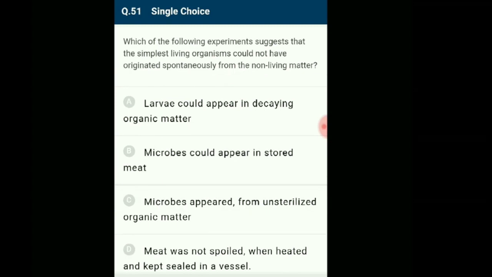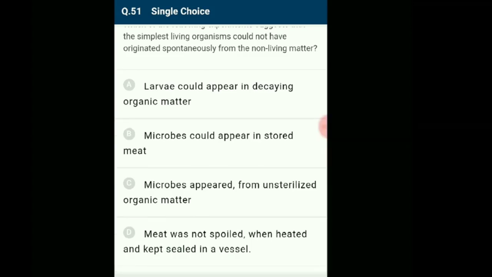Which of the following experiments suggests that the simplest living organism could not have originated spontaneously from non-living matter? Spontaneous generation or abiogenesis explains the ordinary formation of living organisms without descent from similar organisms. Typically, the idea was that certain forms such as flies could arise from inanimate matter such as dust, or that maggots could arise from dead flesh. According to Redi's experiment, maggots formed only from the eggs of the flies, which swarmed into open jars and laid their eggs in the meat. The meat remaining sterile in the closed jar disproved spontaneous generation of maggots. So the answer is option D.